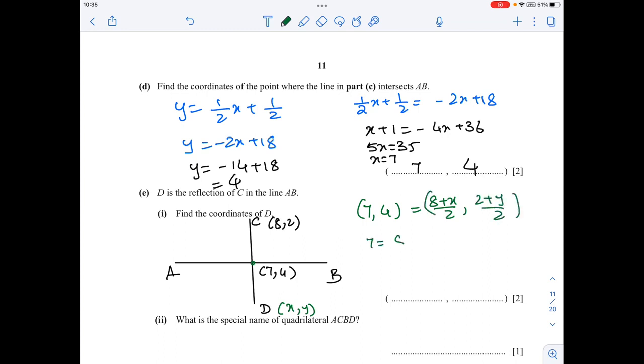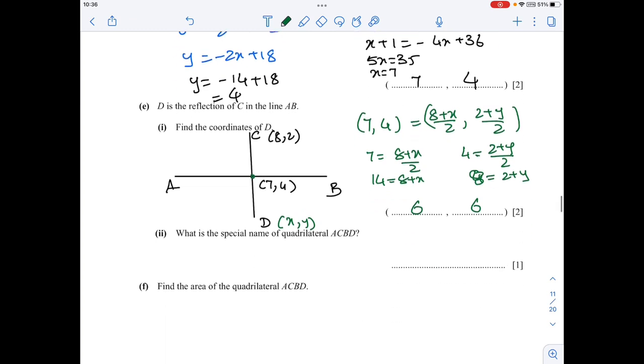So 7 equals 8 plus x upon 2, which gives me 14 equals 8 plus x, so x equals 6. Similarly, 4 equals 2 plus y upon 2. So 8 equals 2 plus y. So y equals 6.